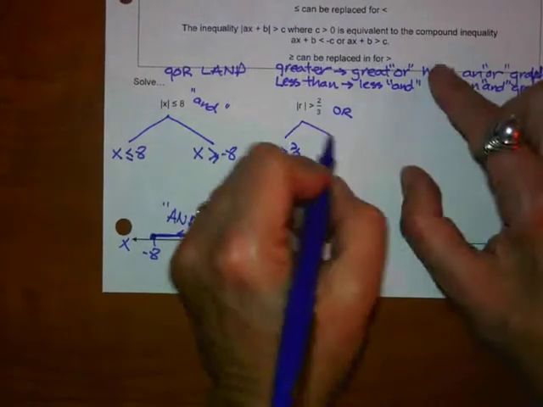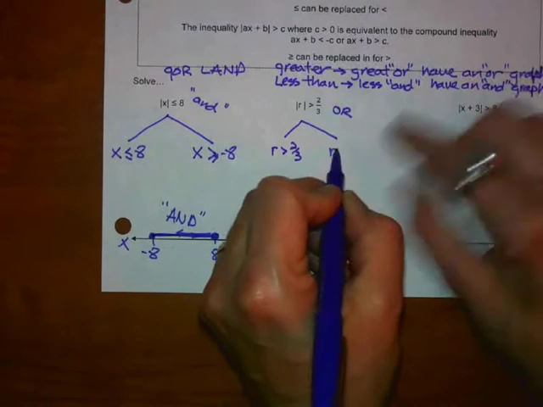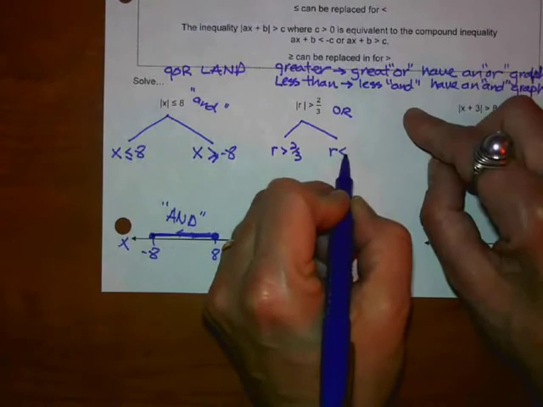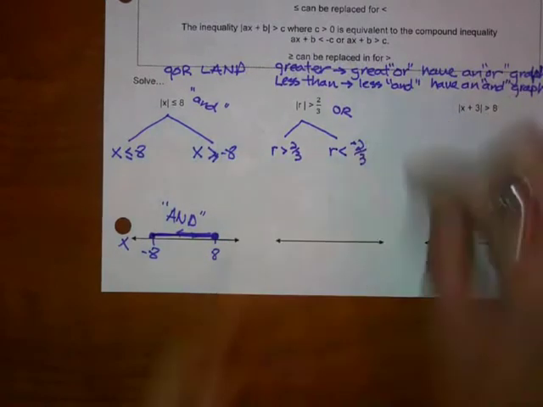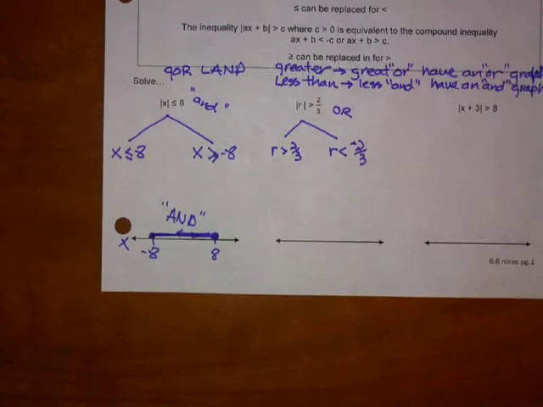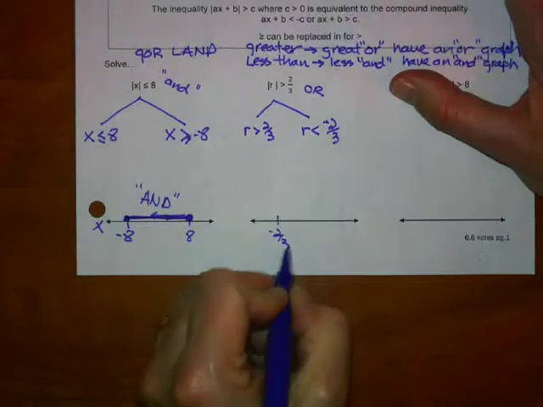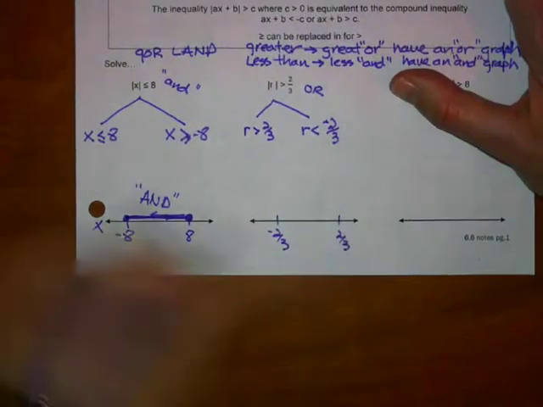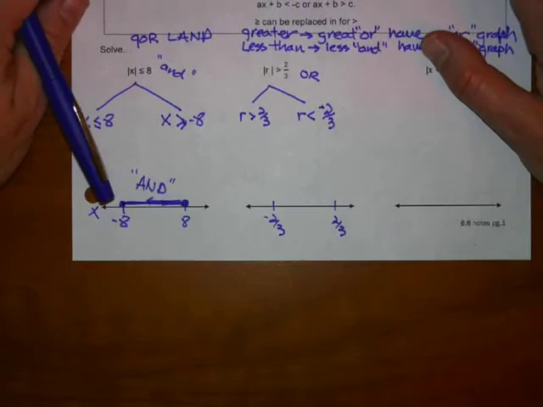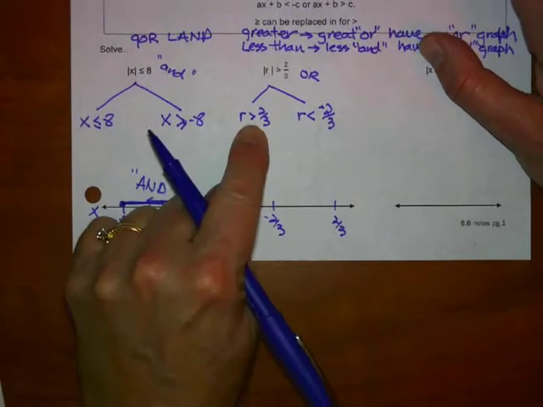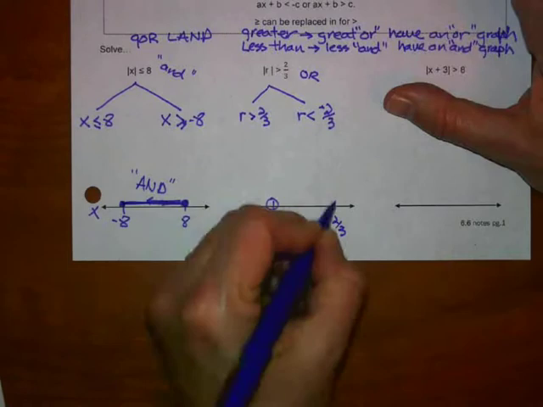And then I have to do the negative version, but when I do the negative version, I have to flip the direction of the inequality and write negative 2/3. And that's going to give me my graph, my answer. So I have negative 2/3 and I have positive 2/3 on my graph. There's no line underneath, so it's an open circle on both of these.